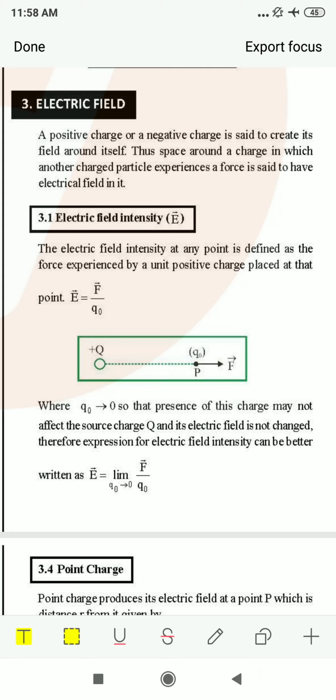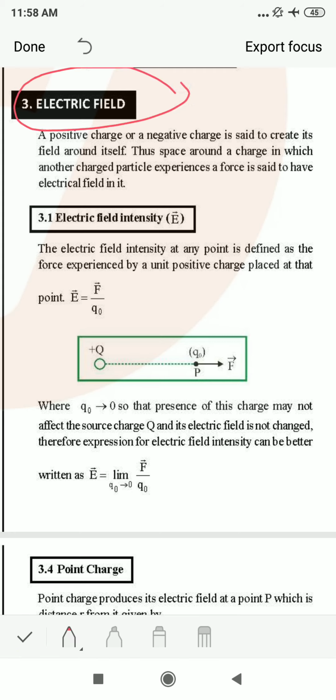And today we will start with electric field. A positive charge or a negative charge is said to create its field around itself. A positive charge and a negative charge create a field around itself, and the space around a charge in which a charged particle experiences a force is said to have electric field in it.